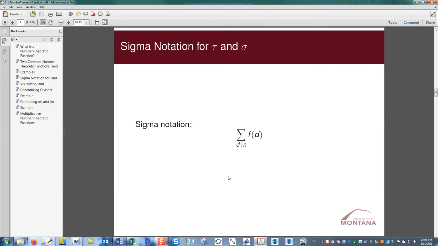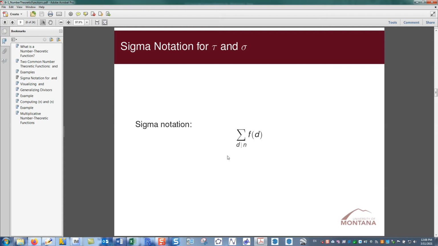So you should just be aware that sometimes we use sigma notation for both tau and sigma, and this is just an example of sigma notation where we sum all the divisors of some number n. So that's what the d bar n below means. It means we take every divisor of some number n and we sum some function of those divisors. This is a common way of noting number theoretic functions.